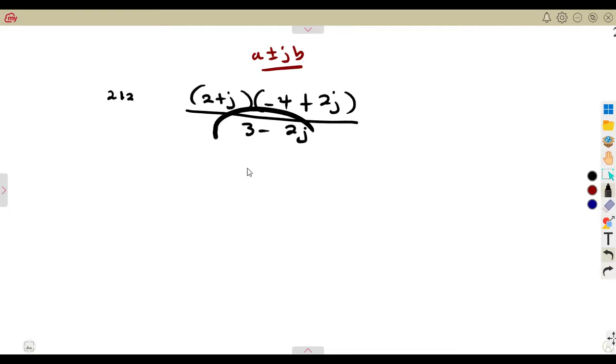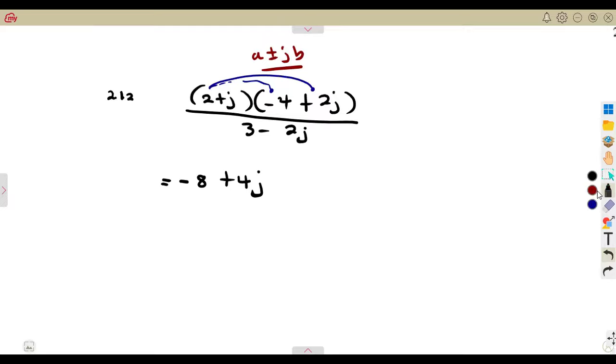As we can see, there's a division where we need to apply the concept of the complex conjugate to make the denominator a real term. But let's first deal with the top part, our numerator, because we need to expand the brackets. Distributing the first bracket, 2 is going to multiply everything in the second bracket. 2 multiplies minus 4, which gives us negative 8. 2 multiplies the 2J, so 2 times 2 is 4J.